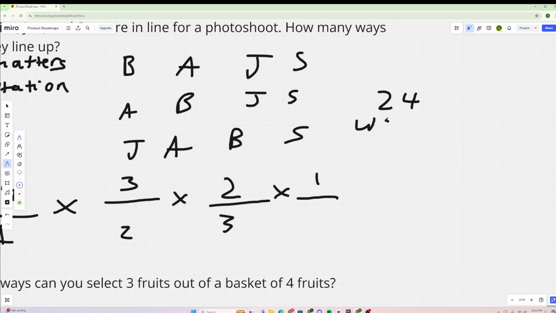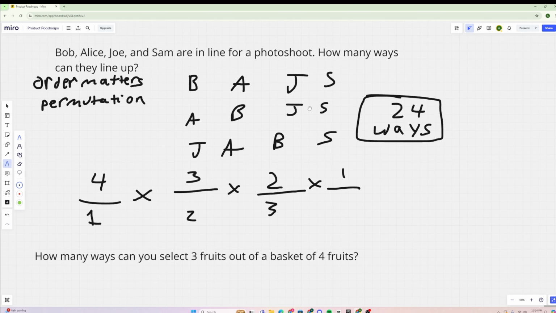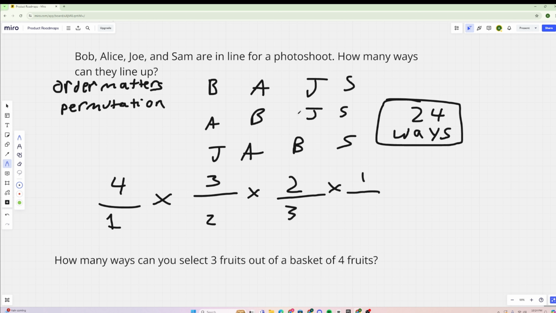So there's 24 ways for them to line up in a photo shoot because the order that they're standing or sitting matters, right? So if Bob is first, that's a different picture than if Alice is first. That's kind of how you think about it, how you can just draw this out.